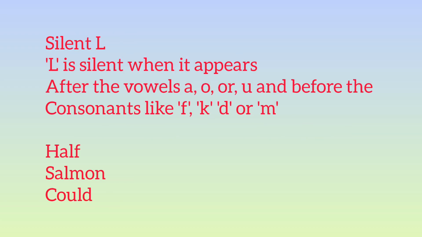Next we will learn the silent L. L is silent when it appears after the vowel A, O or U, or before a consonant like F, K, D or M. So first, the L has come after the vowel A. So this is the rule for silent L.